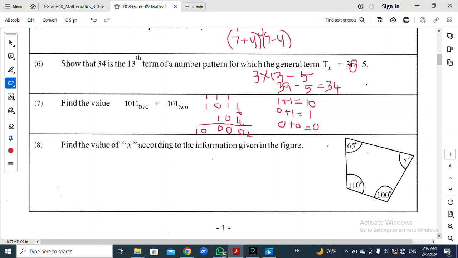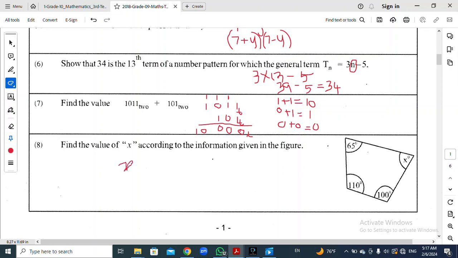Find the value of x according to the information given in the figure. Now here you see the quadrilateral. The quadrilateral means the angles inside the quadrilateral. Okay, so the sum of these angles, there's a theorem, the sum of these angles is equal to 360. So from that we can easily get x.